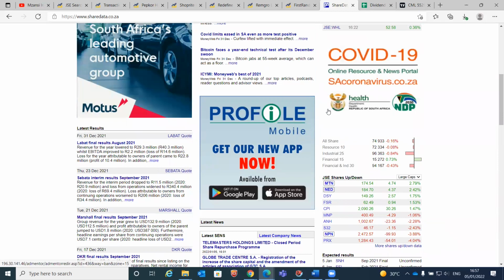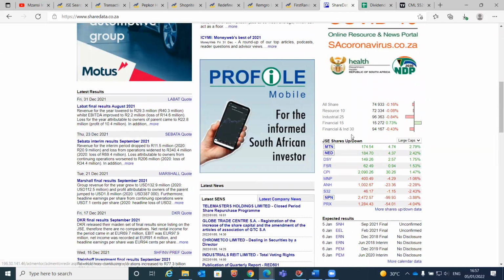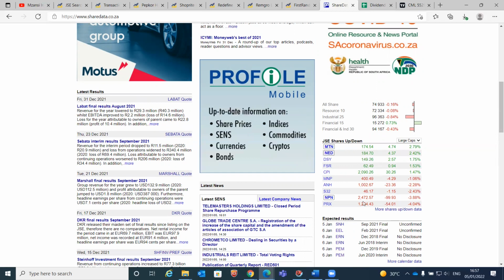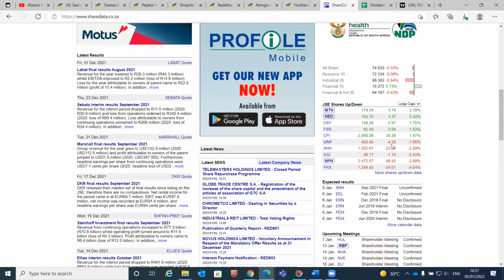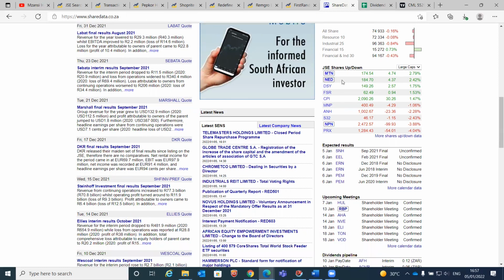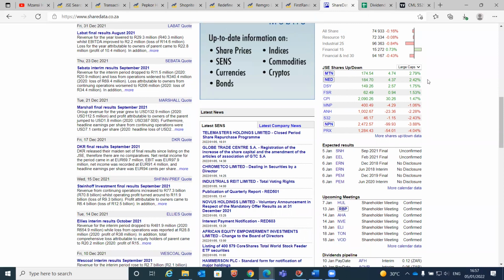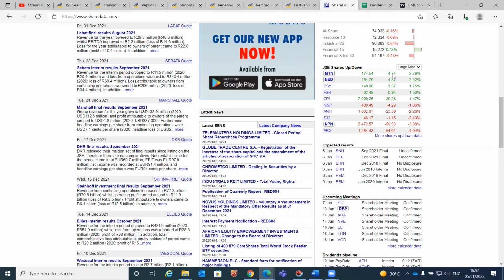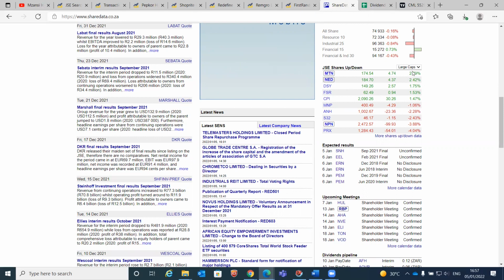But there are also some other things that you can see on this website. As you can see, it gives you about 5 shares that are up and 5 shares that are down relative to performance. You can easily see that without even logging into your Easy Equities account or wherever you find information. So for instance, today we know that MTN is trading at 174 Rand per share, and it grew by 4.74 cents, which translates to about a 2.8% price increase for today.